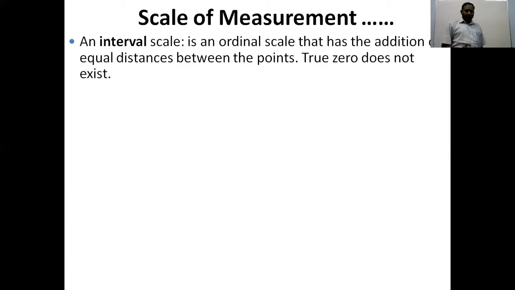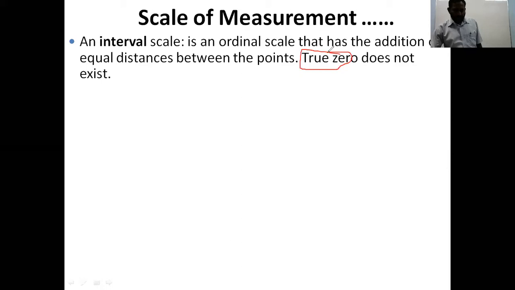And what is the problem with this kind of data? True zero is not existing. It is not existing. True zero is not existing. Right? That is the most important thing. True zero is not existing in this particular type of data.